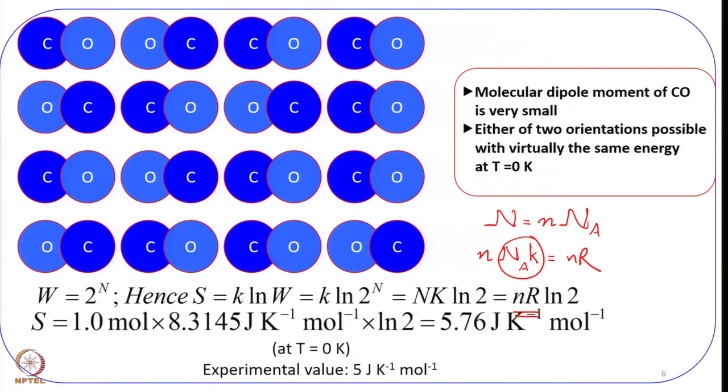Now you substitute the numbers. n is equal to 1, R is equal to 8.3145 joules per Kelvin per mole, and log 2, whatever the value is. When you solve, it comes out to 5.76 joules per Kelvin per mole, even when the temperature is absolute zero. This is the residual entropy. This is an example of residual entropy where even at absolute zero, there is still some disorder.